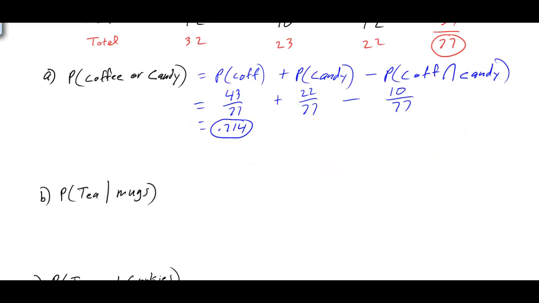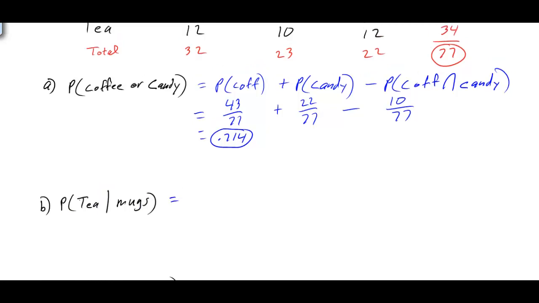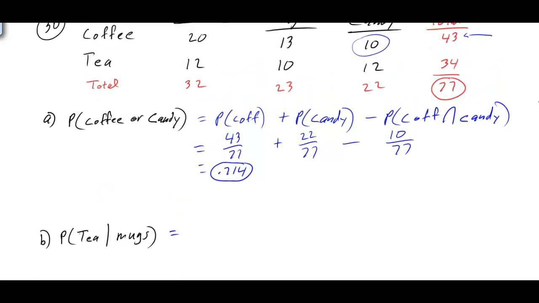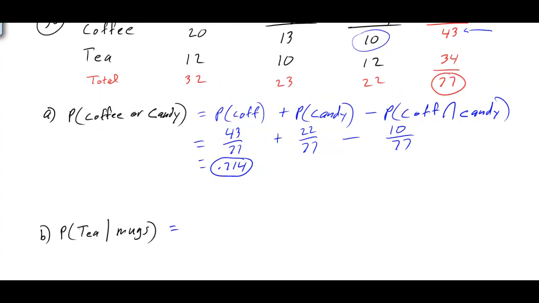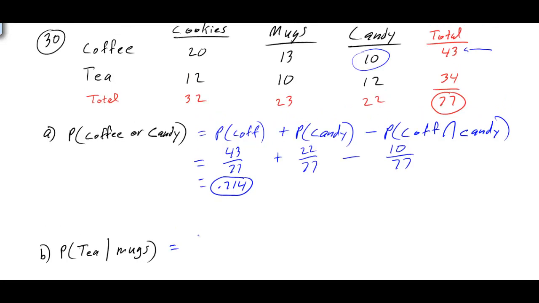Okay, for part B, we want to know what is the probability of tea given mugs. So if we look up here, we need to figure out what's the probability of tea given mugs. So the easiest way to calculate this is the probability of tea and mugs over the probability of mugs. Well, the probability of tea and mugs, what's that going to be?